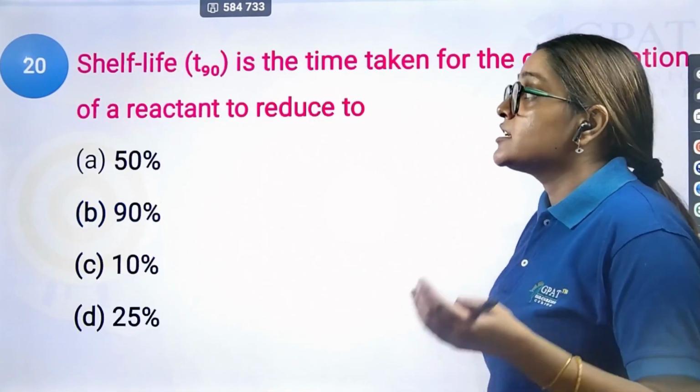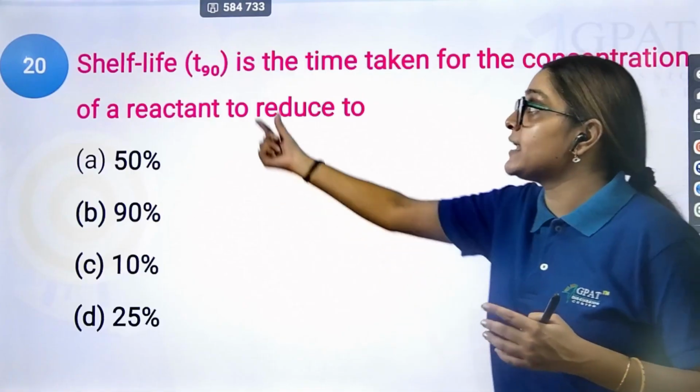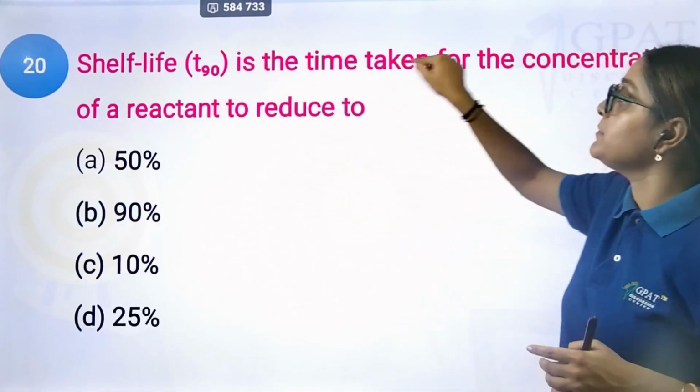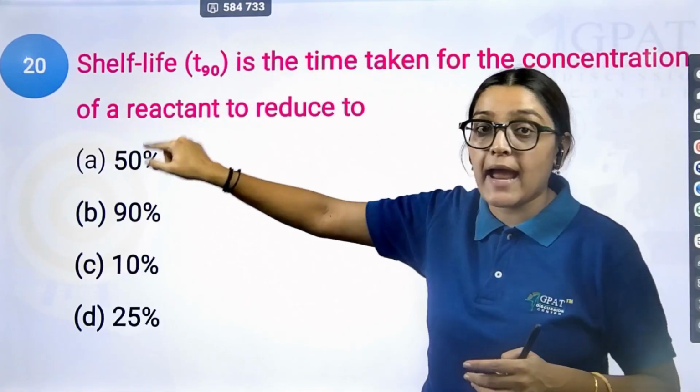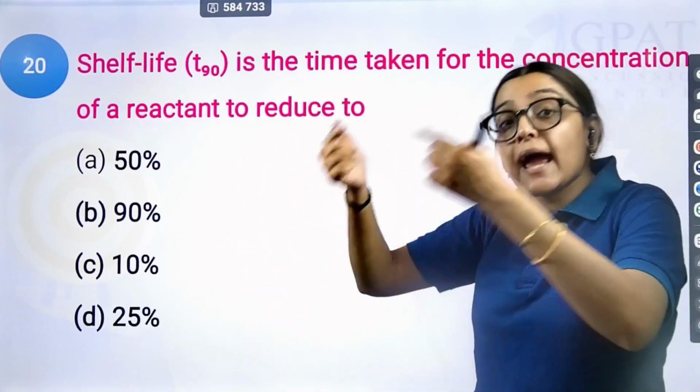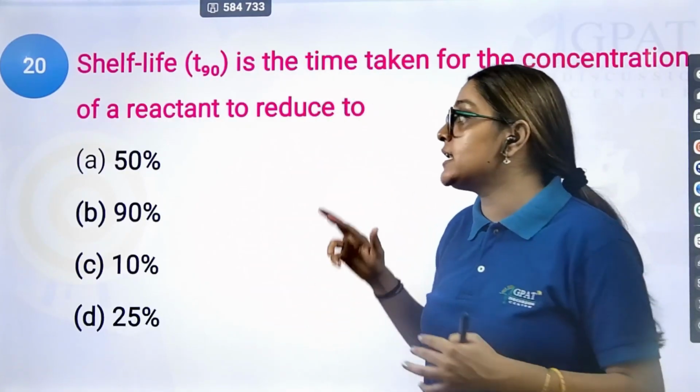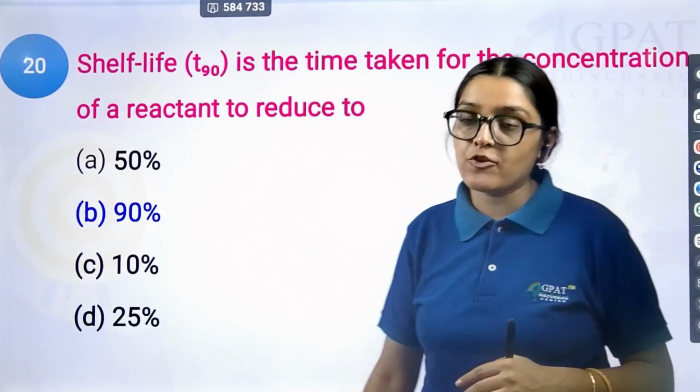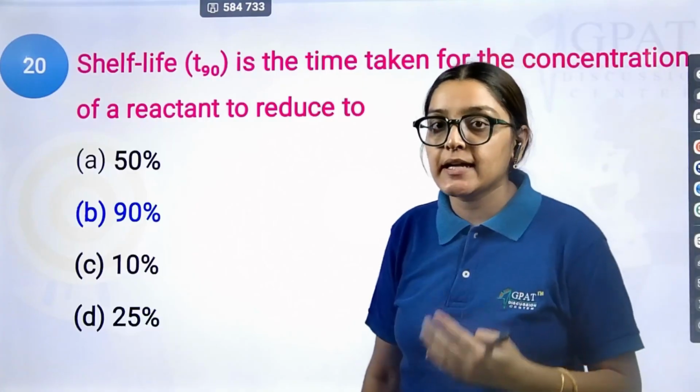Okay. Next, shelf life T90, it says, is the time taken for the concentration of a reactant to reduce to 90% of its initial concentration, right? So we have option B as correct by the definition.